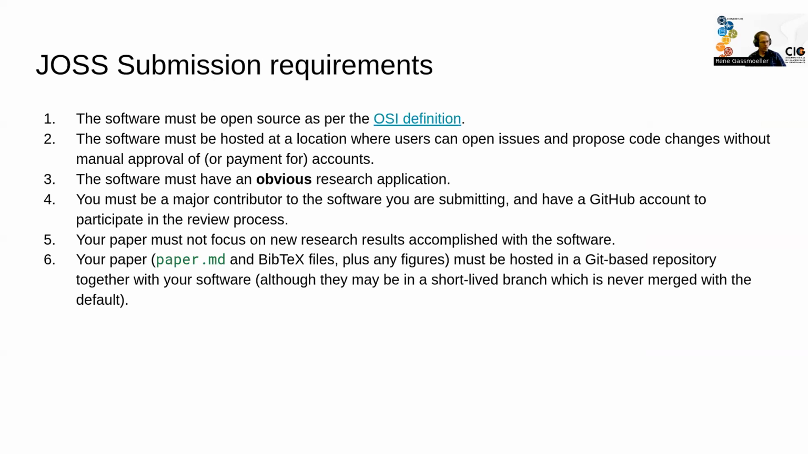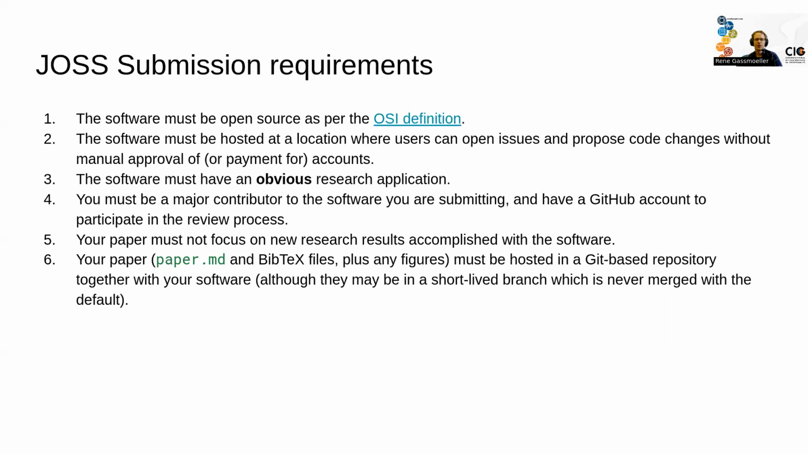Let's get started talking about what you would need to do to submit your software. Once you're done implementing all of the best practices, let's see what are the requirements to submit the paper to JOSS. Must be open source. We've talked about that. Must be hosted at a location where users can open issues and propose code changes without manual approval. We talked about that.